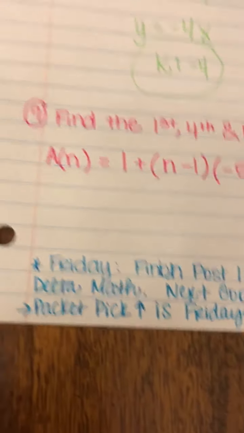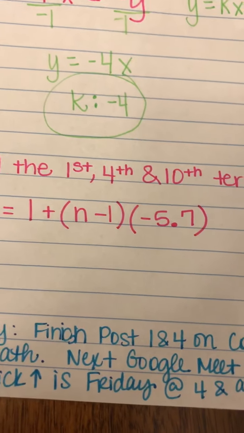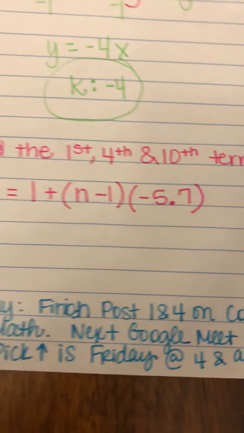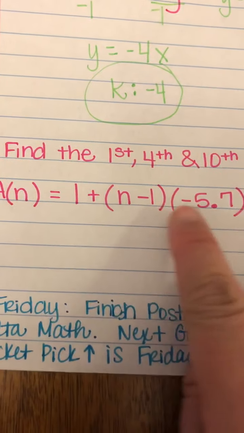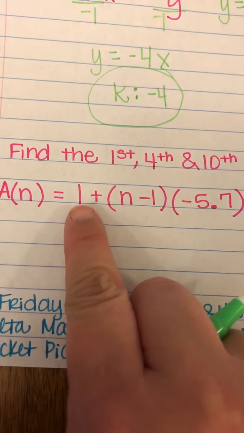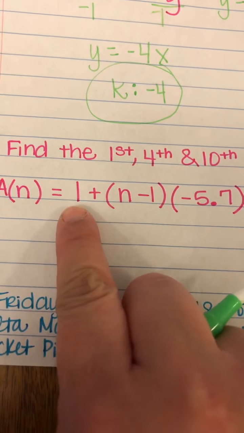And then last but not least, it says find the first, fourth, and 10th term. And it gives you this arithmetic sequence, and that is the formula. So this is your initial term plus the term you want minus 1. And then this right here is your difference. So I'll say that again. This is your first term. This is the formula that's going to allow you to plug in, like if you want the fourth term, you would plug in 4 here. And then this right here represents the difference.